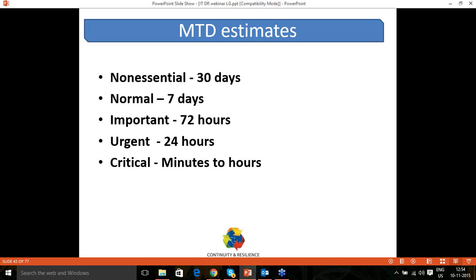Okay, I'll talk about MTD in a little while. So we can have estimates for different kinds of services with different time parameters. So critical, which I may need to recover within minutes, or for some businesses less than a minute. Urgent, important, normal, non-essential. So I take care of them according to the maximum tolerable downtime I can have.